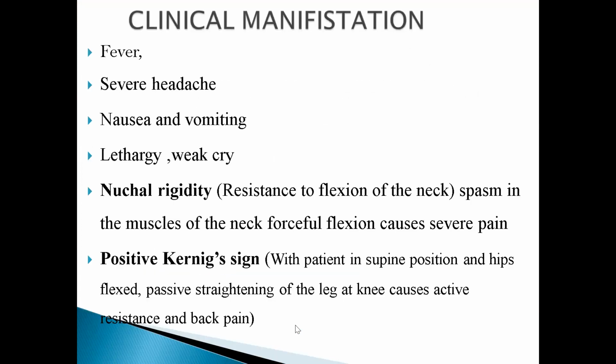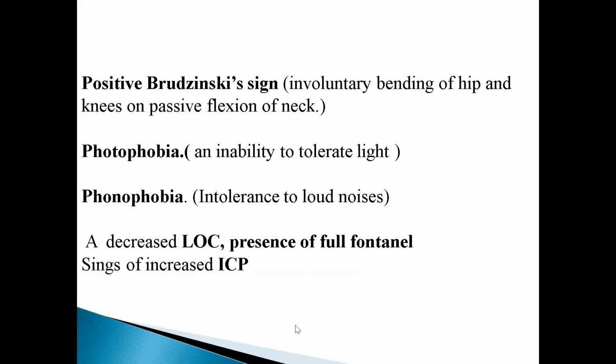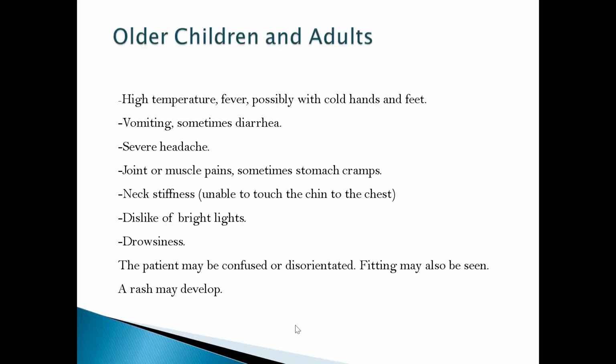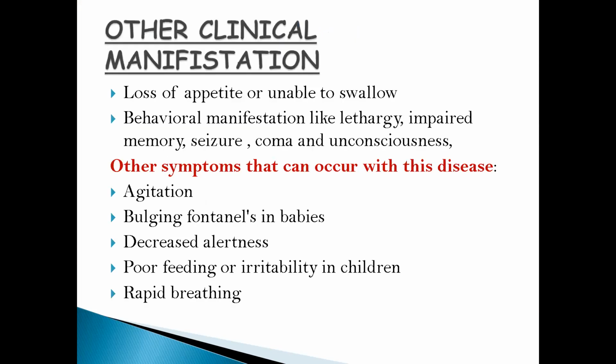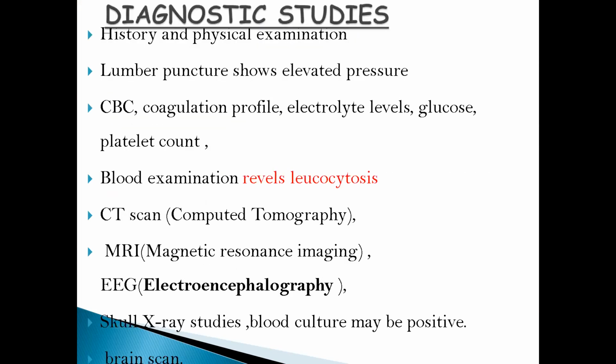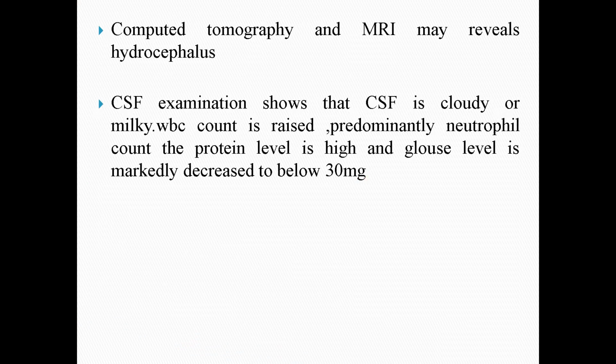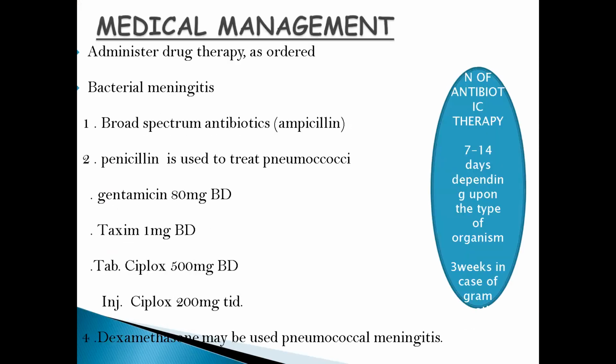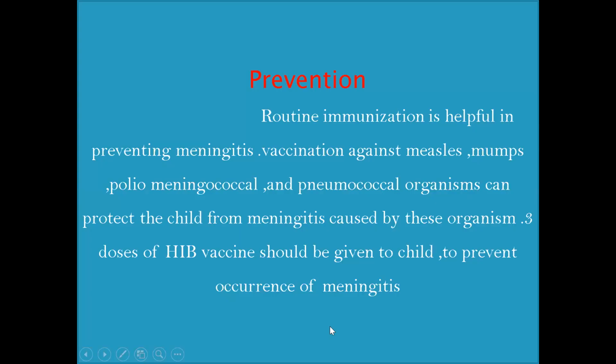Okay, so till now we have discussed meningitis from the definition, clinical manifestations, and classification, and all the signs and symptoms of meningitis. In older children and adults, all the symptoms are clinical manifestations. Then diagnostic evaluations, complications of meningitis, and the medical management and the prevention of meningitis. Thank you.